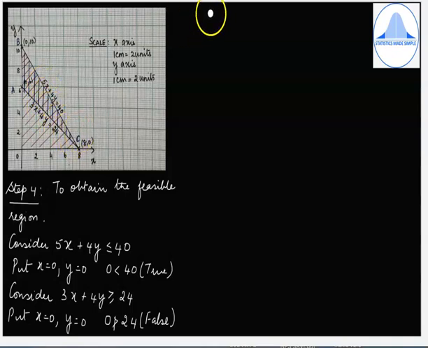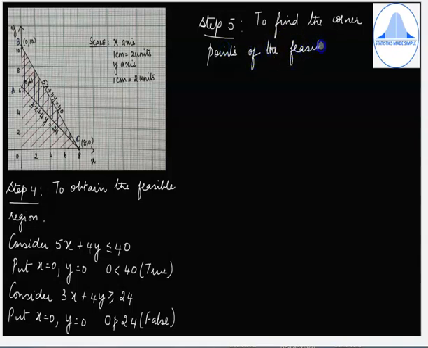Now let us move on to step 5. So what is step 5? To find the corner points of the feasible region. So now what you have to do is find that area where you have both the types of shading, that is the red color shading as well as the blue color shading.